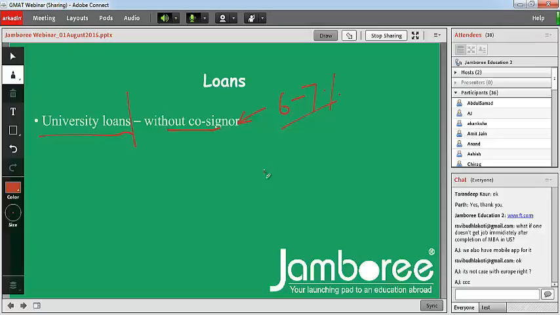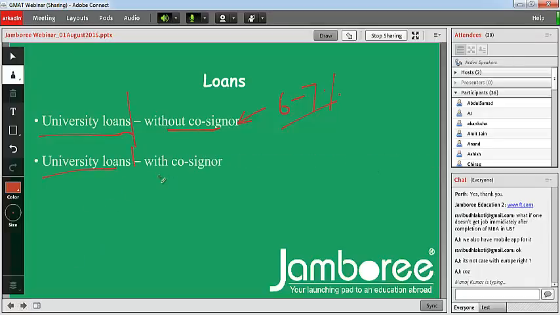So this is a great choice, and this is what you have to keep in mind. If you're totally dependent on university funding or outside funding, then you have to choose your universities wisely. Then the second type of loans that universities give is with a co-signer.